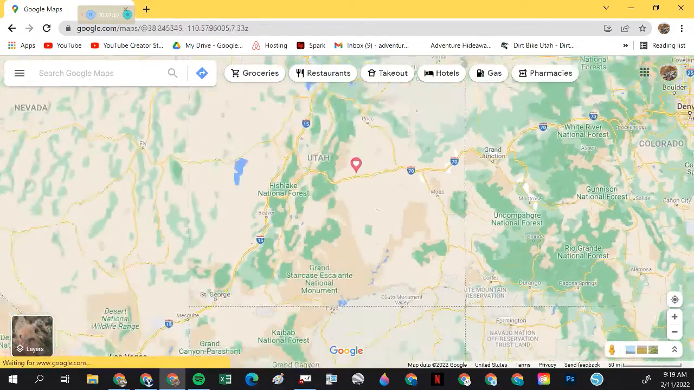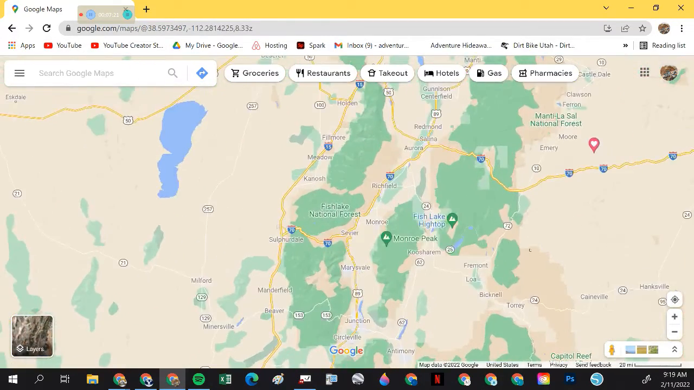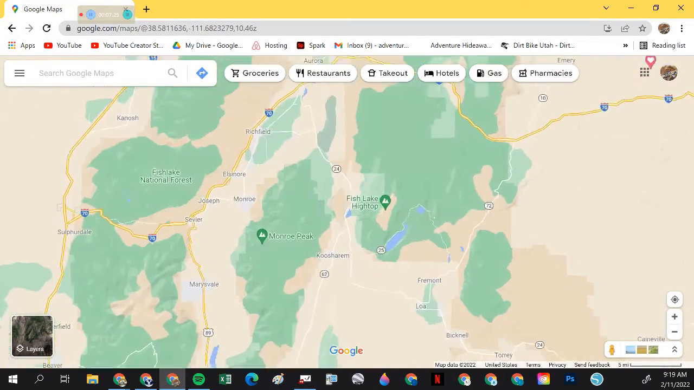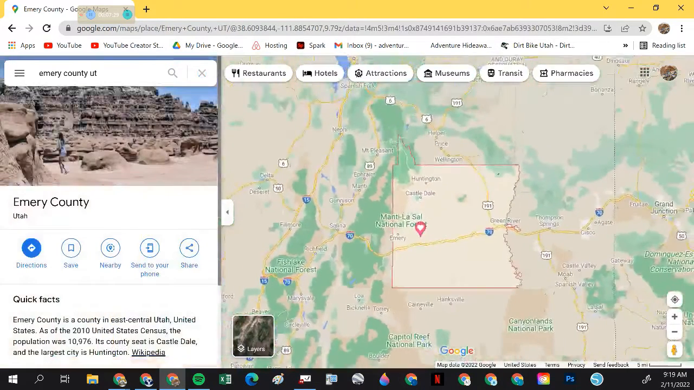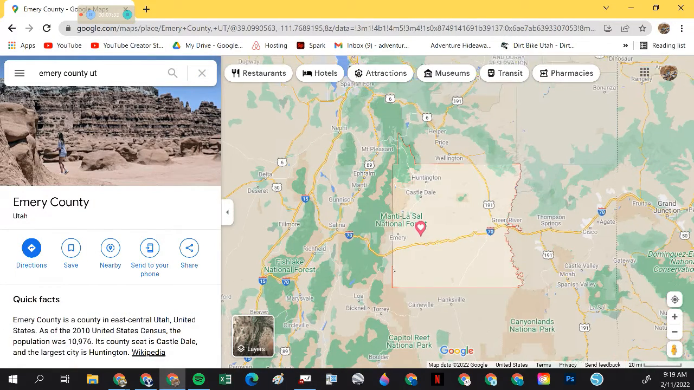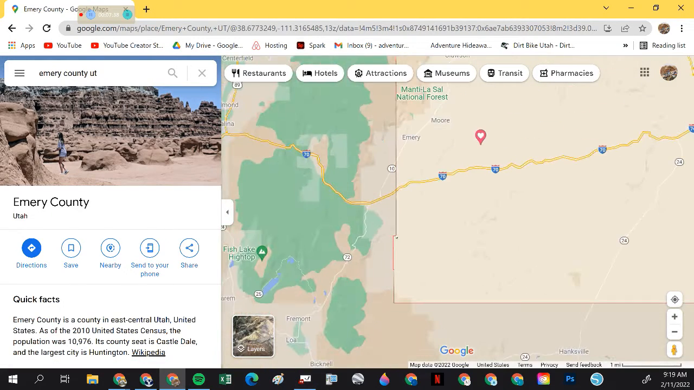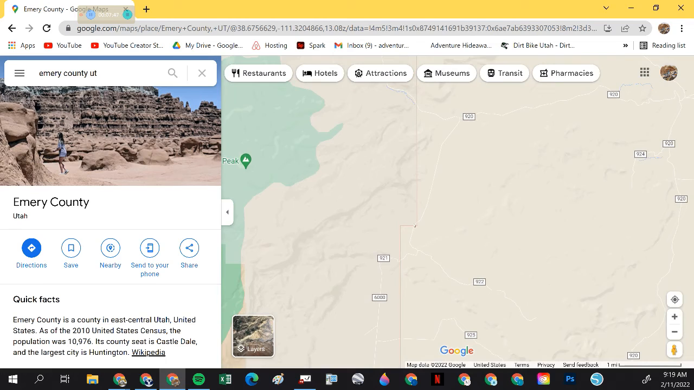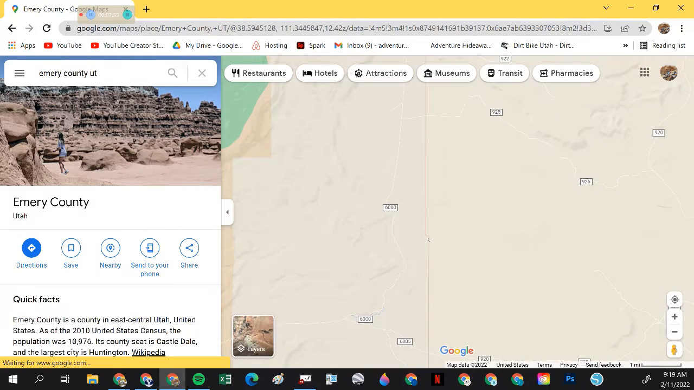So another one, let's see if I can get a county map. Okay, Emery County, right? You see that? So where are we? So south of Emery, south of I-70, down by Mustn't Touch It. So there's one there, and look, there's another one right there. Why do they do that?